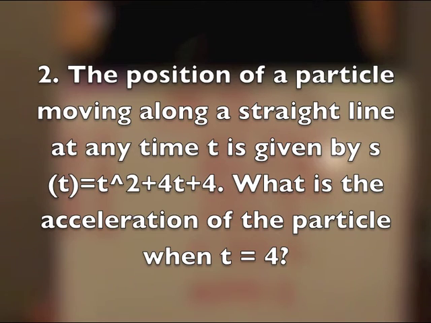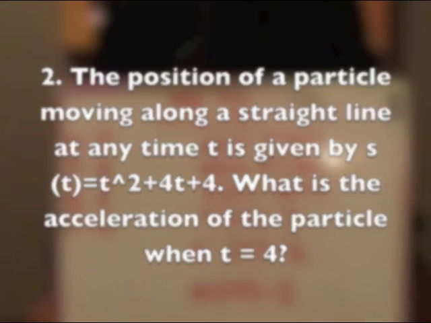Alright, we're on the final multiple choice problem ever, and it says the position of a particle moving along a straight line at any time t is given by s of t is equal to t squared plus 4t plus 4, and it asks us to find the acceleration of the particle when t is equal to 4.